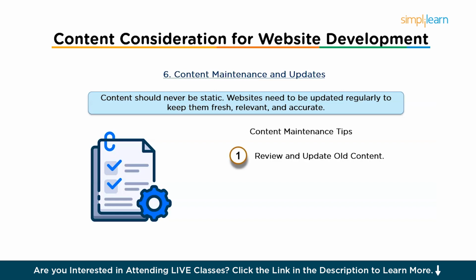In this period, review your existing content and update it with new information, statistics, and examples to ensure it remains relevant. The second is regularly add new content. Continuously adding new blog posts, product pages, and other content helps keep your website engaging and boost SEO.